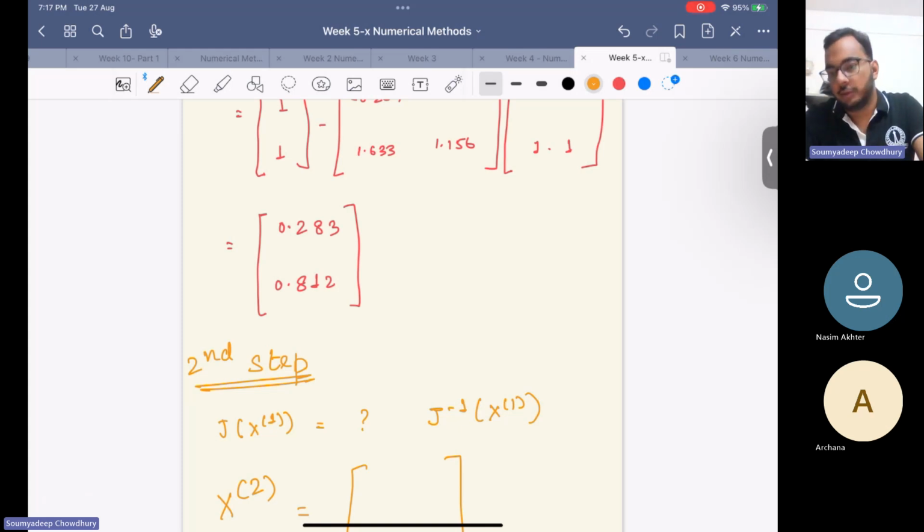in your exam you will not be given more than one or maximum two steps. Two steps will not be given. Maximum it will be one step. They'll ask the value of the solution after the first step.